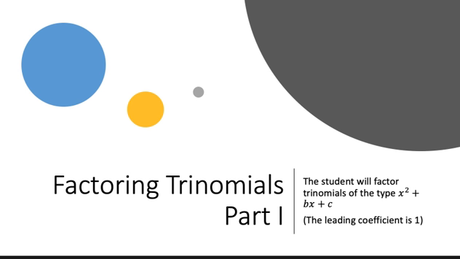Today we're going to start factoring trinomials. This is going to be the first part of a two-part screencast. In this screencast, specifically, we're going to factor trinomials of the type x squared plus bx plus c. And what is unique about this is the leading coefficient is 1. Okay? So let's get started.